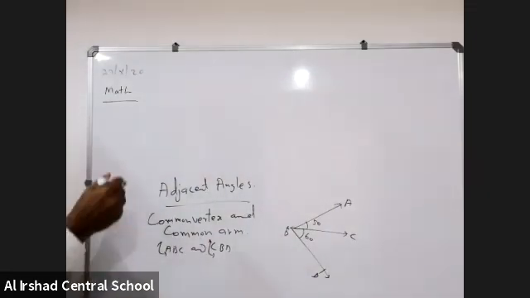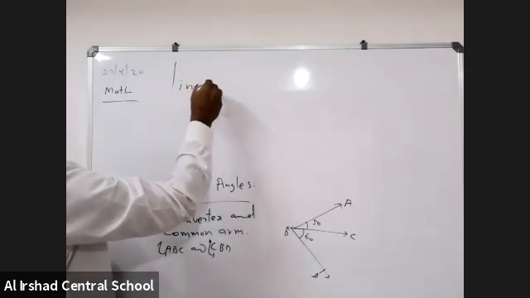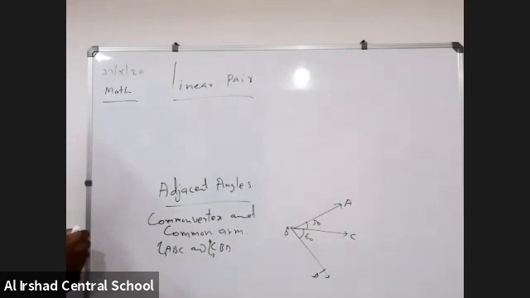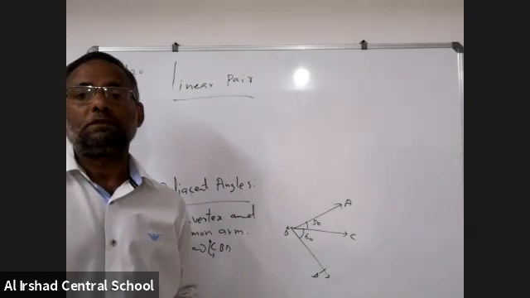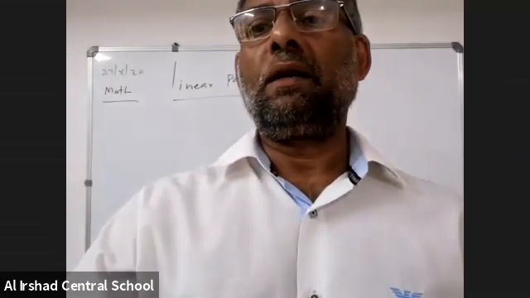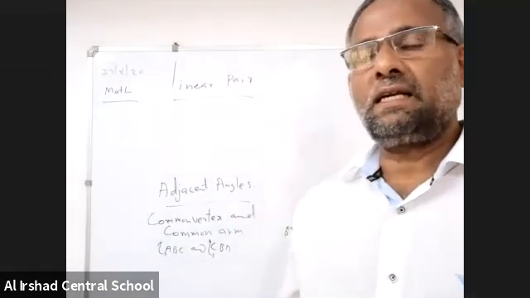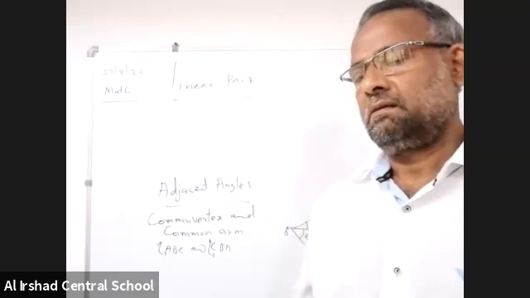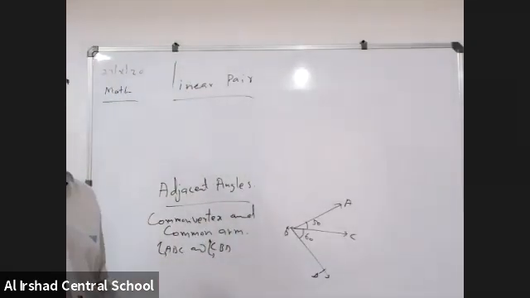Linear pair. Linear pair. Right, there are the linear pair. Here pair means two. What is this linear pair? Is this a linear pair? What is a linear pair? First condition is linear pairs are adjacent angles. One more condition is the sum of two angles must be 180 degree.